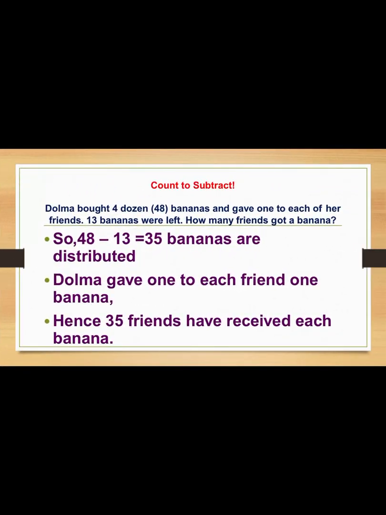Now count to subtract. Dolma bought 4 dozen, that is 48 bananas, and gave one to each of her friends. 13 bananas were left. How many friends got a banana? So 48 minus 13 is equal to 35 bananas distributed. Dolma gave 1 banana to each friend. So how many friends are there? 35 friends.